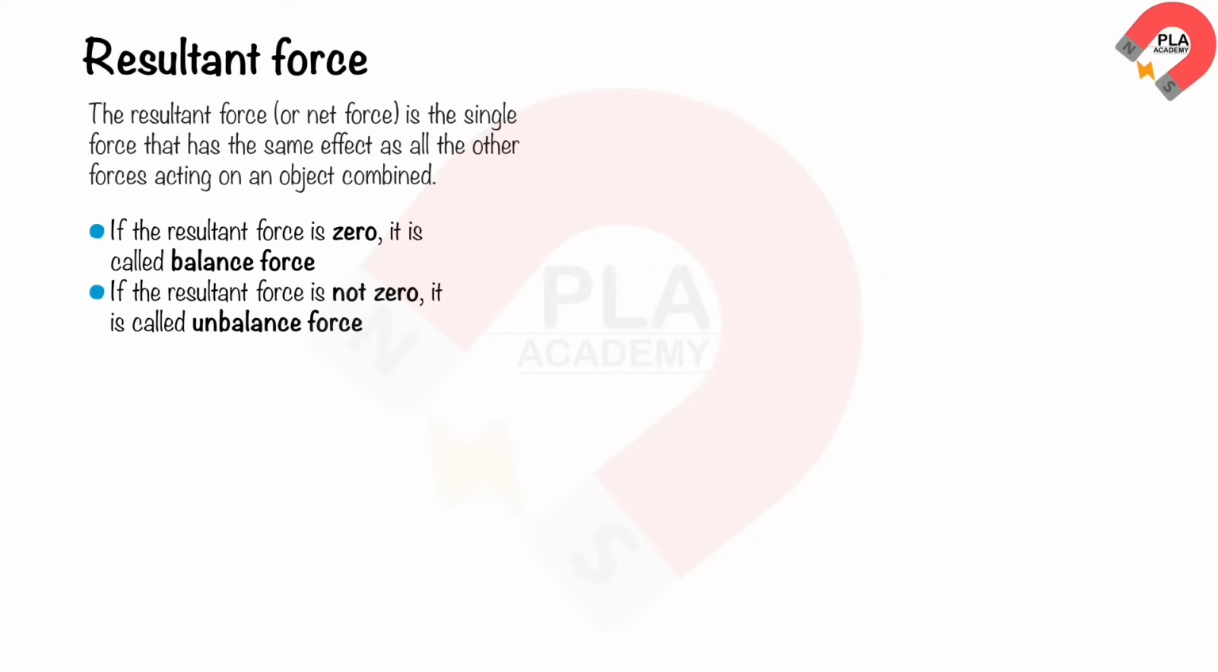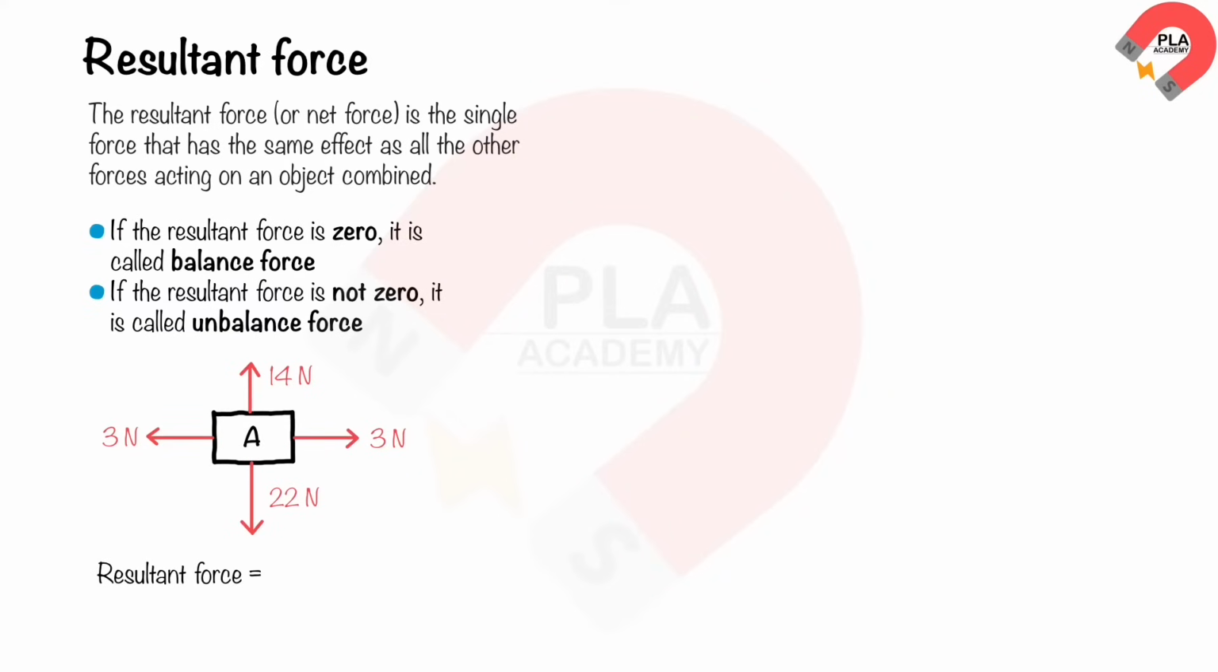We can find the resultant force acting on an object, for example. Box A has forces acting on it as shown. The forces on the left and right sides of the box are balanced. This means the net force acting on the box in the horizontal direction is zero. In the vertical direction, the resultant force can be found by subtracting the downward force, 22 newtons, from the upward force, 14 newtons. So, the resultant force is 8 newtons acting downwards.